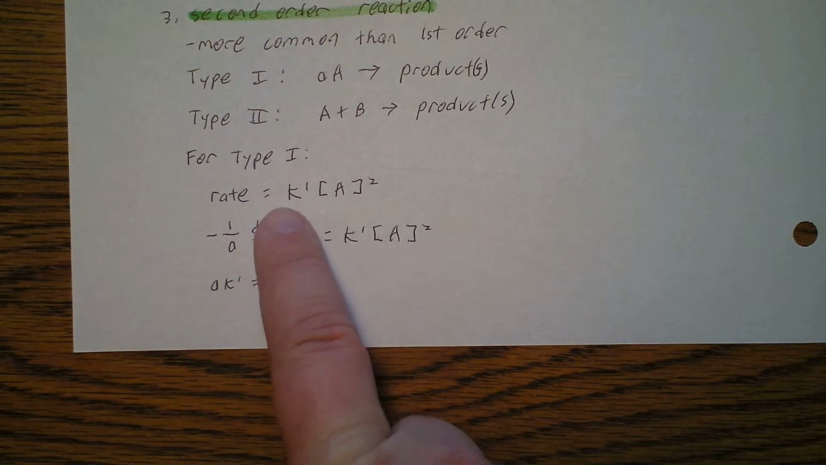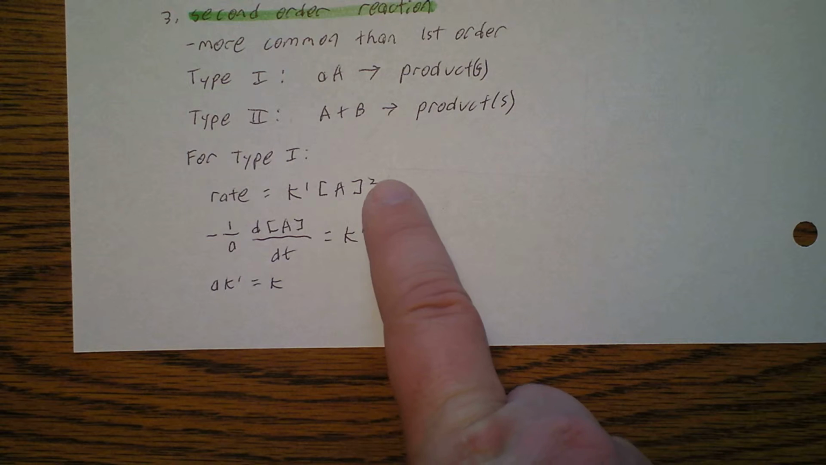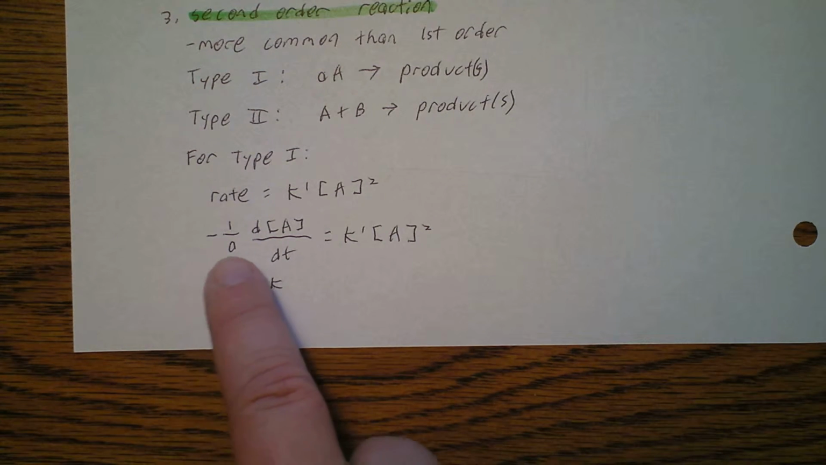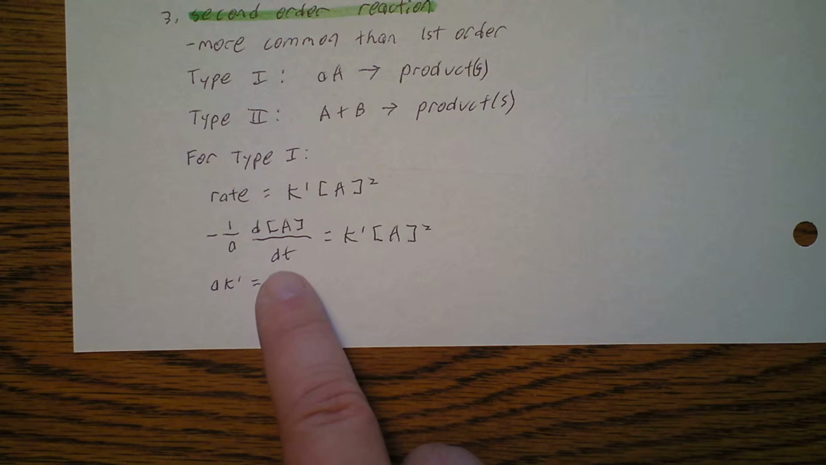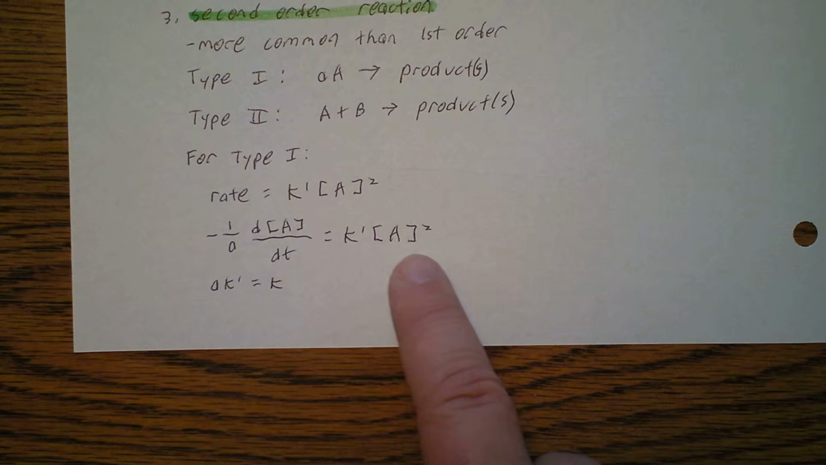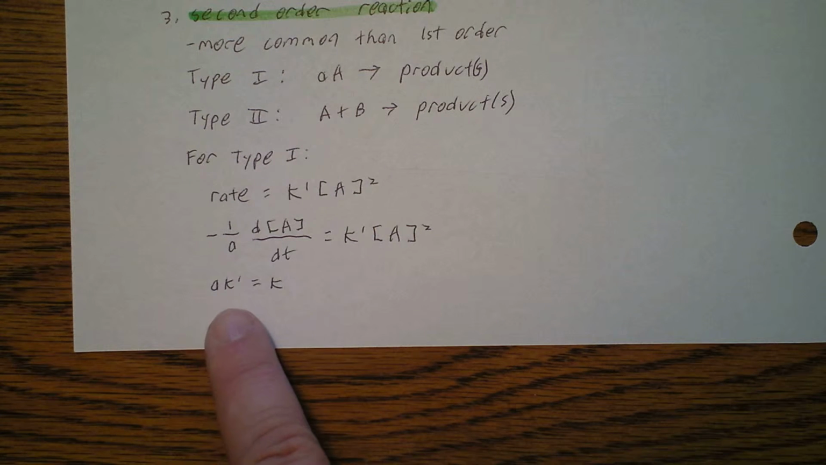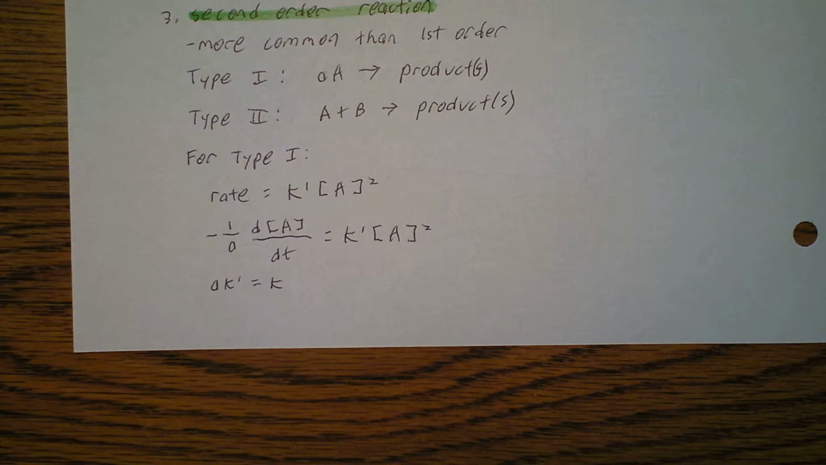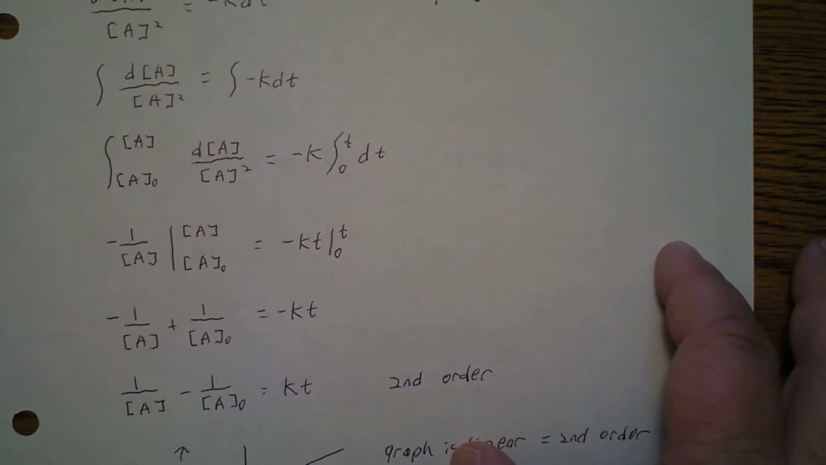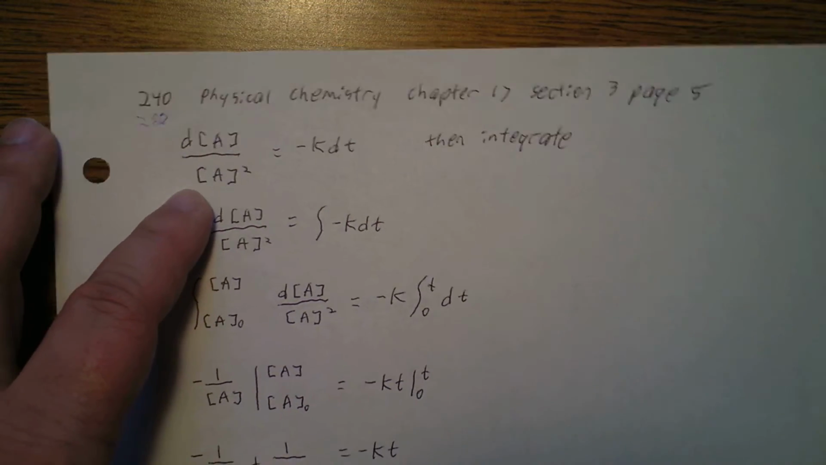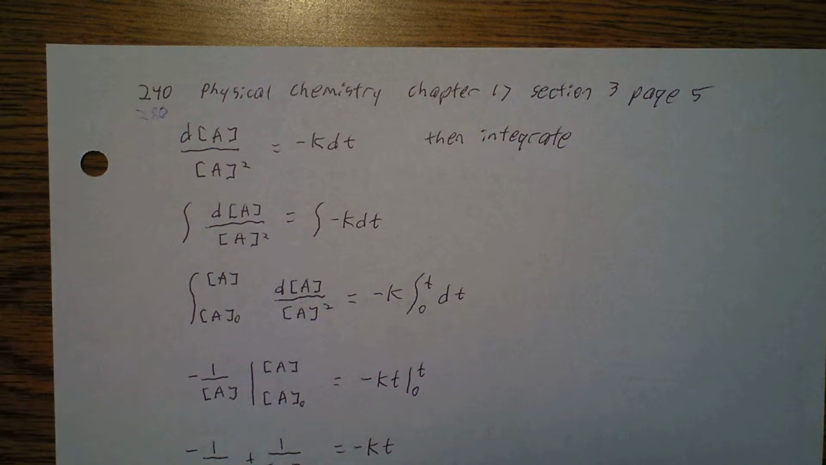So the rate is going to be equal to K prime times the concentration of A squared. Remember, because it's second order. So we get minus 1 over a times the derivative of the concentration of A with respect to time is equal to K prime times the concentration of A squared. And we're going to say a times K prime is going to be equal to K. Now we have the derivative of the concentration of A divided by the concentration of A squared is equal to minus K times the differential of t.